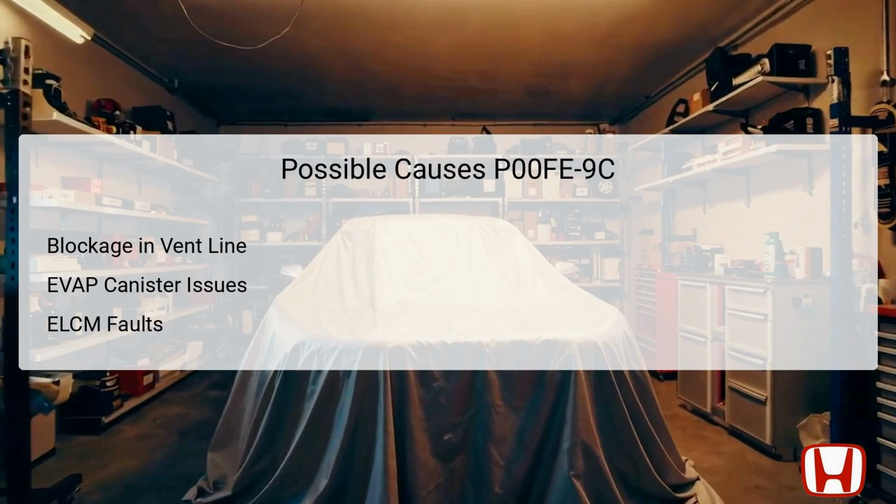Another potential issue is with the EVAP canister. If it is saturated with fuel or otherwise malfunctioning, it may fail to capture vapors effectively. Additionally, faults within the Enhanced Leak Check Module, ELCM, can cause erroneous readings that result in the triggering of this DTC. Analyzing each potential culprit systematically is key to effectively diagnosing the issue.